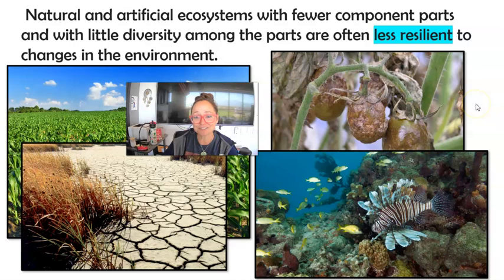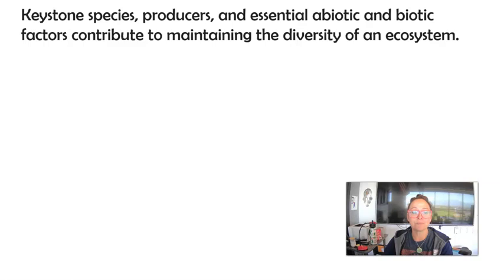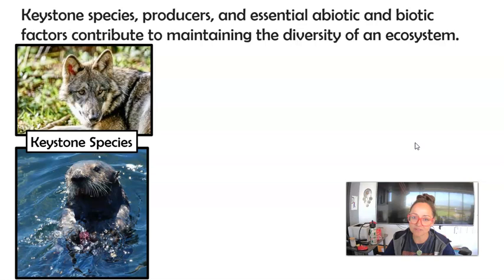Okay. Then we talk about keystone species. Producers and essential abiotic and biotic factors contribute to maintaining the diversity of an ecosystem. I actually talked quite a bit about the wolves of Yellowstone and sea otters as keystone species in my class, so it's not really here in my video, but a keystone species is a species that has a very large impact on a community, disproportionate to the number of individuals in the species. For example, I would recommend watching the cute little video on YouTube about the wolves of Yellowstone and how they change rivers. It's a perfect example of a keystone species and their ecological role.